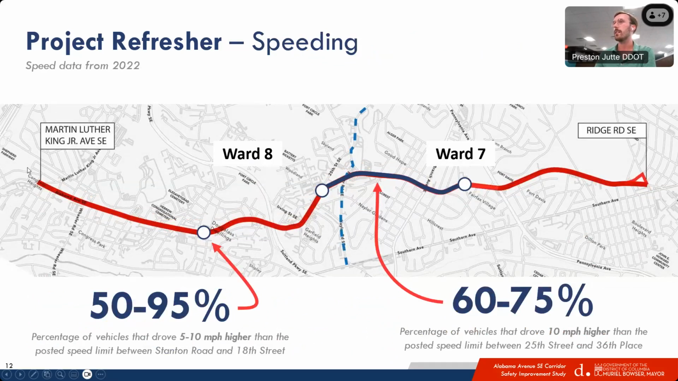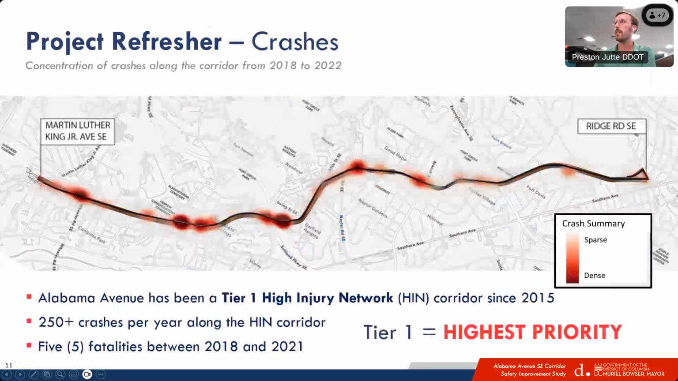Now, let me go back real quick, apologies there. Now, some refreshers of how we got here. The top line here is that Alabama Avenue, as it stands now, really just isn't working, and for two main reasons: crashes and speeding.